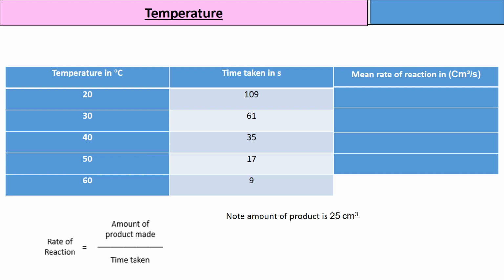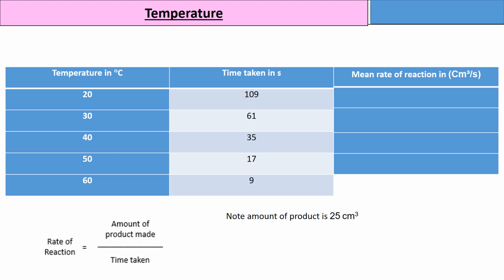So can you copy down and complete this table of results for me, please? Pause the video, copy down the table and complete it with the mean rate of reaction in centimeters cubed per second. You'll also need the time taken and the temperature in degrees Celsius because you're going to use that information in your conclusion on the next slide. So record those in the table: temperature in degrees Celsius, time taken in seconds, and then calculate the mean rate of reaction in centimeters cubed per second.